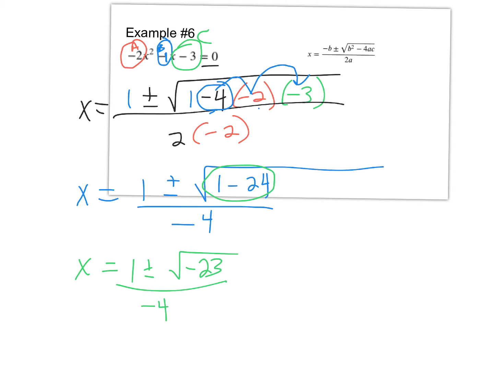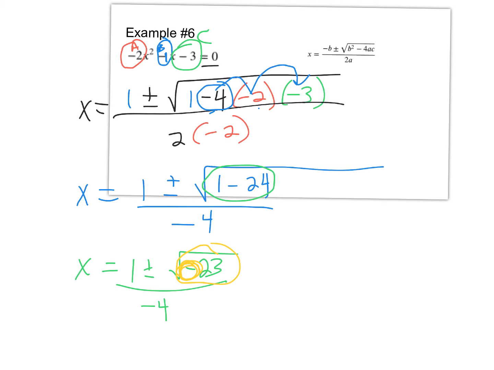Now, here's where you're going to have your problem. If you type negative 23 into the calculator and hit equals, you're going to get an error message because we cannot have negative numbers under an even index radical and have it work out nicely. This creates what's called an imaginary root, because no number times itself, even if it's negative, gives you a negative number. Remember when we were talking about this earlier.